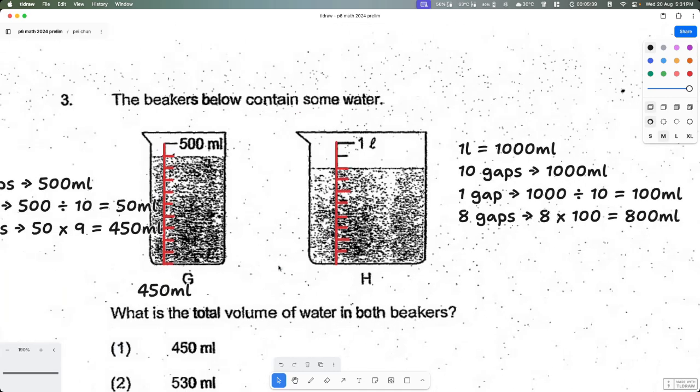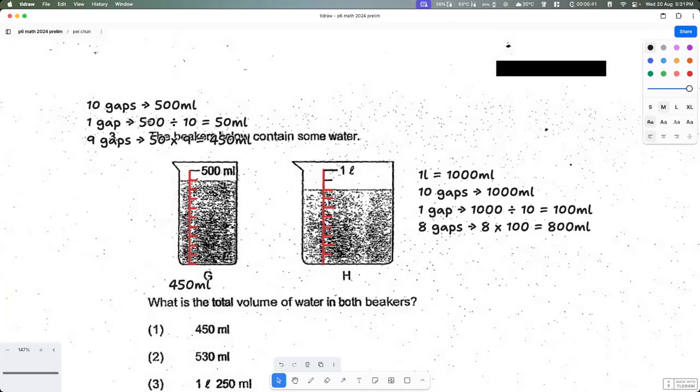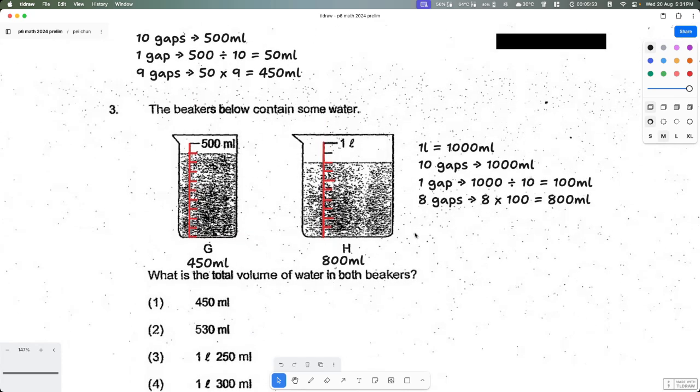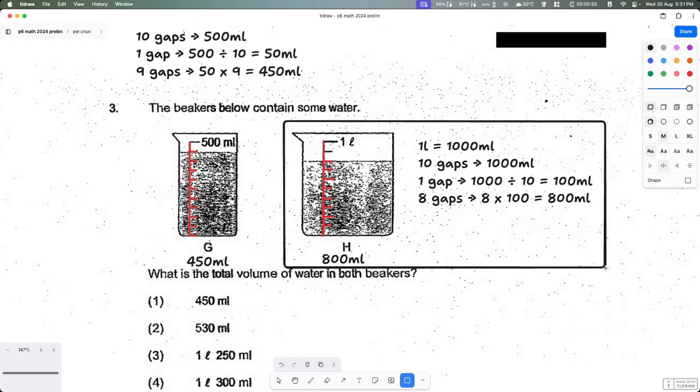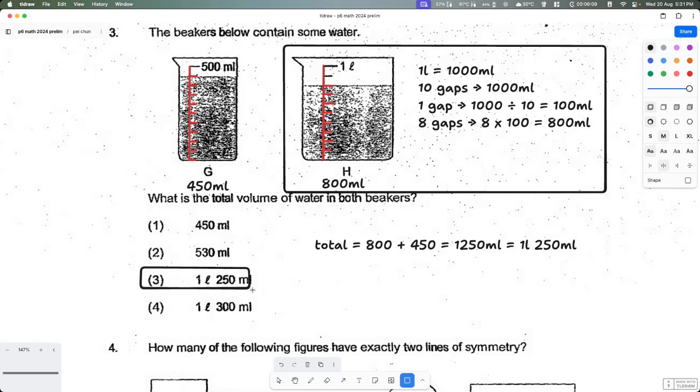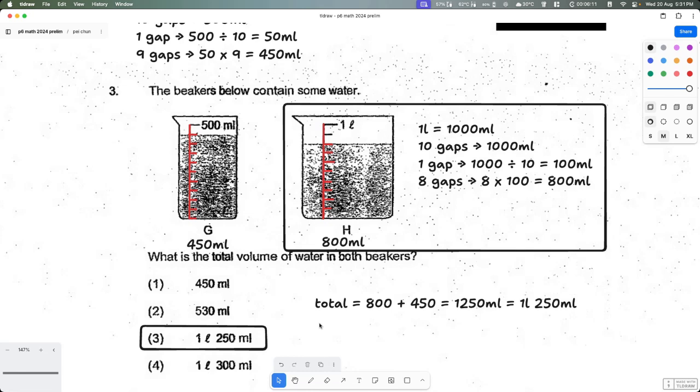Over here, both of these are calculated: 450 plus 800. So total is equal to 800 plus 450, which is 1250 ml, which is equal to 1 liter 250 ml, which in this case is option number 3. That's it. Let's move to the next question.